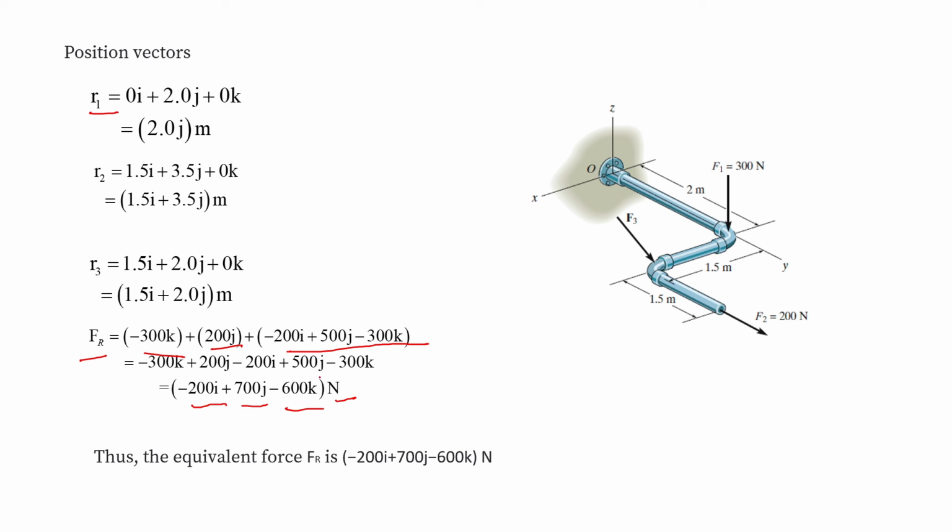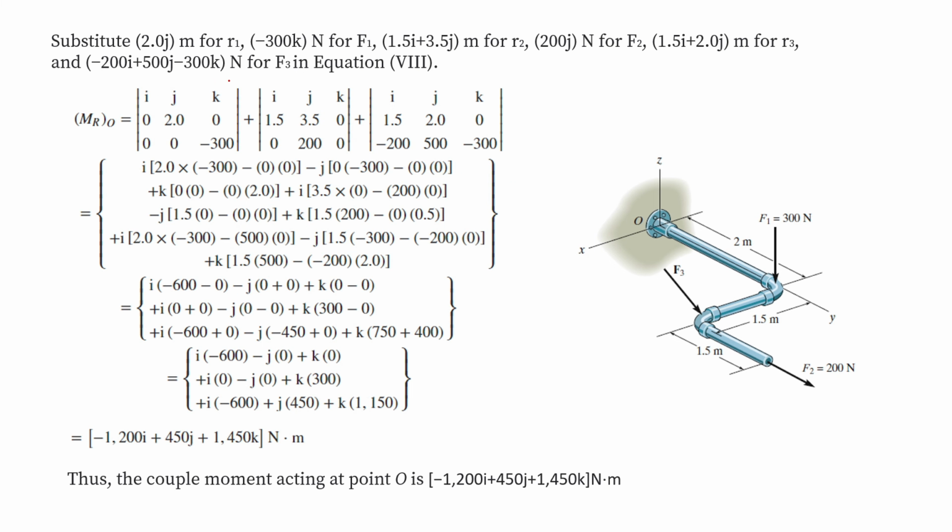We have the resultant force, we have the component forces, and we have the position vectors of the points at which they are acting. Now let's take the moment of each force about point O. We can write it as given. From here, solving the determinant, we find the resultant moment about point O comes out to be minus 1200 i cap plus 450 j cap plus 1450 k cap Newton meter.